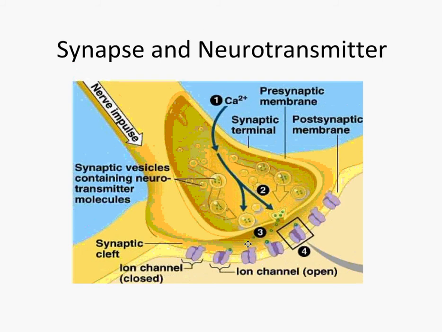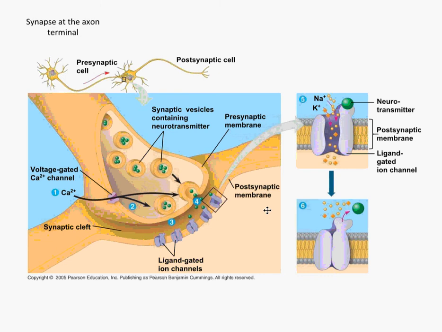Remember, we talked about the synapse being a space between two cells, one being the axon terminal, the other being some sort of effector cell. Could be muscle, could be an organ, could be another nerve. Nonetheless, some sort of effector cell. And so this picture here kind of gives you a better idea of what's going on, and I'll just walk through this step by step.